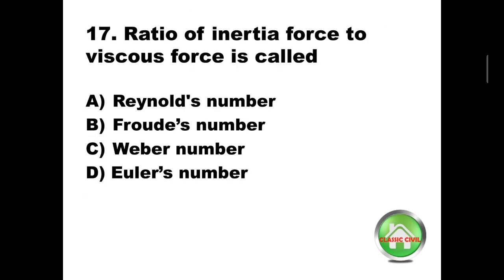Question number 17. Ratio of inertia force to viscous force is called option A, Reynolds number, option B, Froude's number, option C, Weber number, option D, Euler's number. Ratio of inertia force to viscous force is called answer option A, Reynolds number.